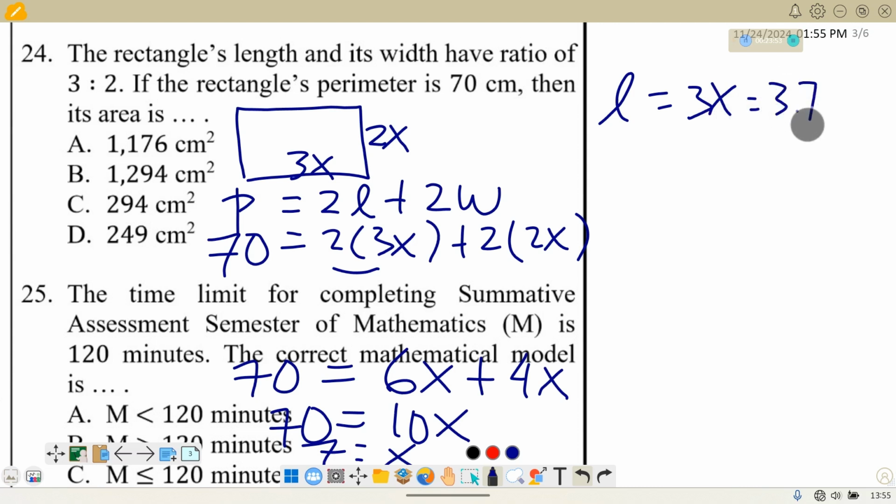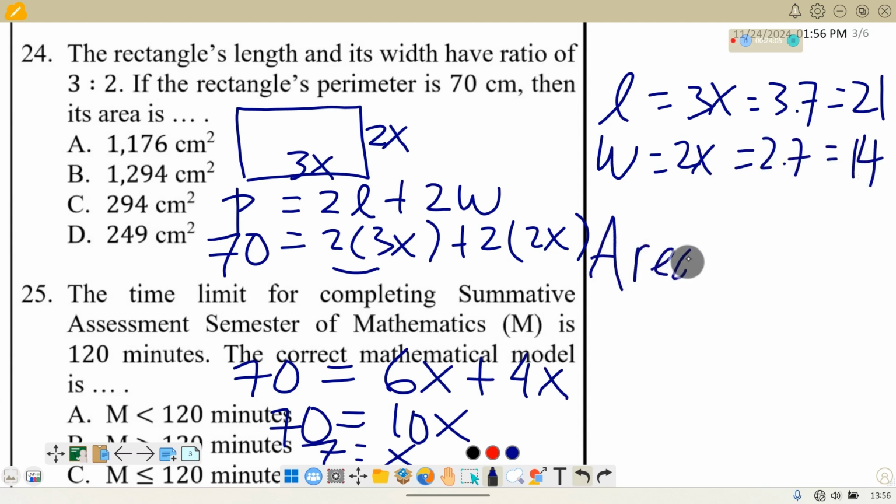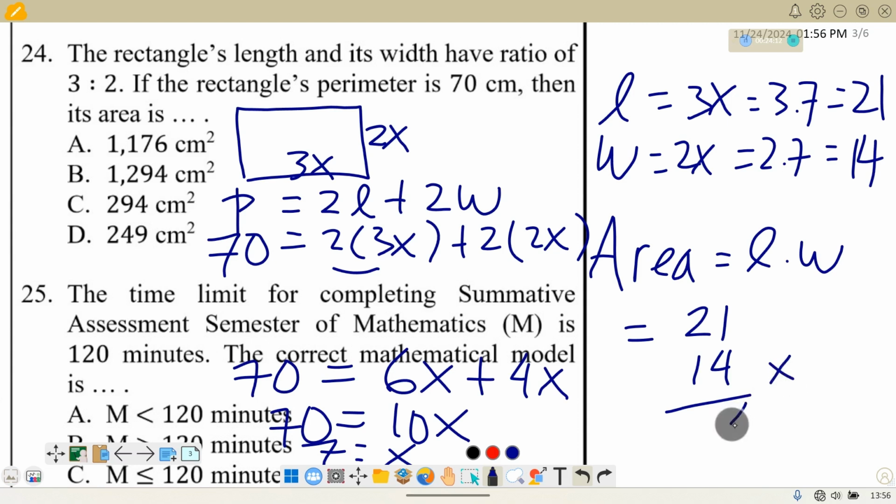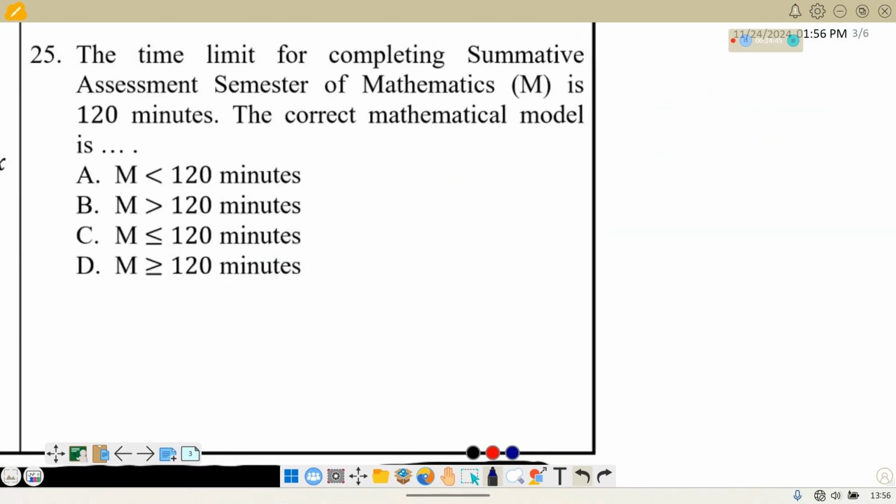So the length is 3x, so 3 times 7 equals 21, and width equals 2x equals 2 times 7 equals 14. Then the area is length times width equals 21 times 14. So the answer is 294 centimeters squared. The time limit for systematic assessment of mathematics is 120. The correct mathematical model is, it's so easy, guys. You have to do it less than or equal to 120 minutes. This is the answer. Okay?